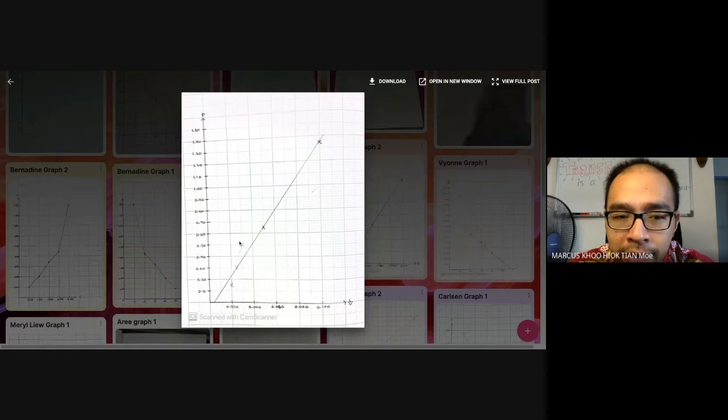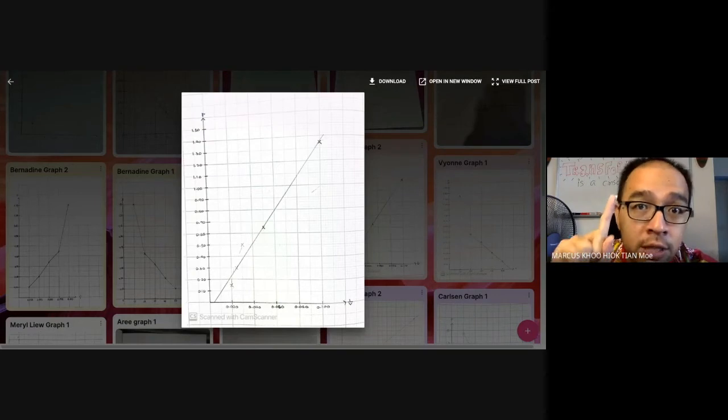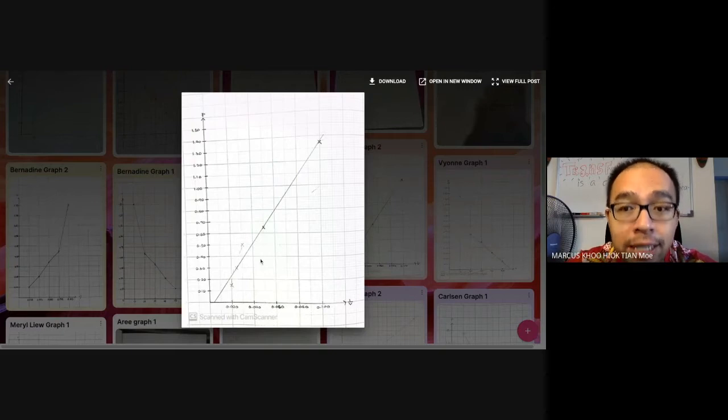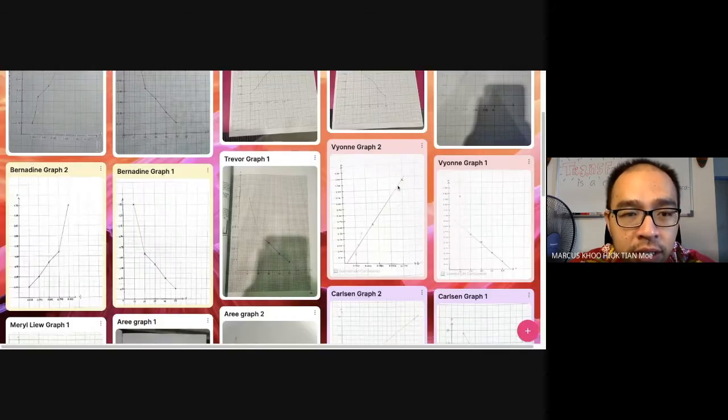So you see on the left side of this line, there's one point that is not touched, not drawn through. And then on the right side, there's another point. So the number of points on the left and the right-hand side must be the same number, or at least only a difference of one. So we call this a best fit graph, only if it is a straight graph. Congrats, Vion. This is a good job.